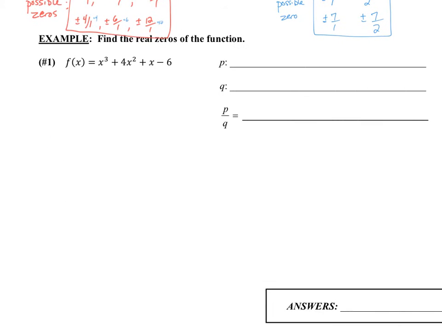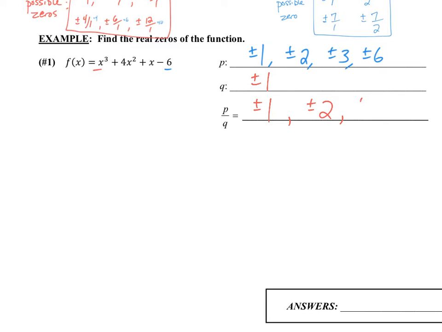We find the p's first. The p's are what you can divide 6 by, so 1, 2, 3, and 6. Those are the p's. The q's are what you can divide the leading coefficient by, and that's just 1, because the leading coefficient is 1. So if we do p over q, we would do 1 over 1, which is just 1.